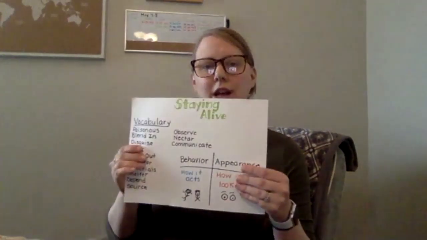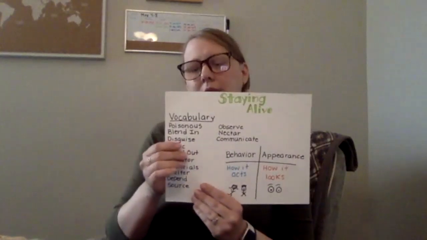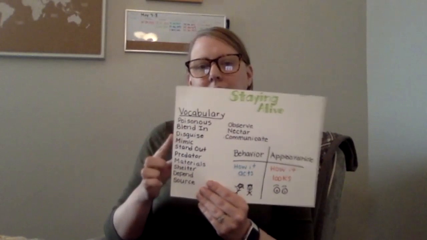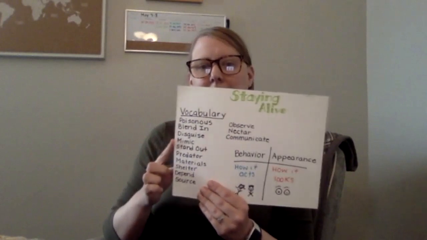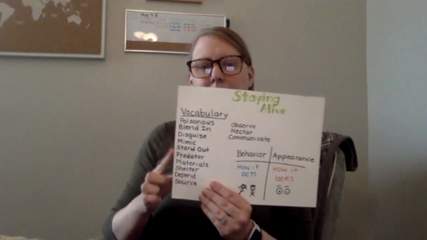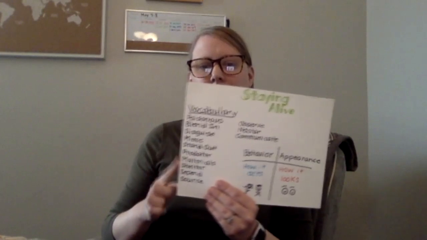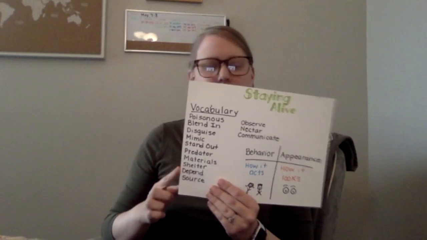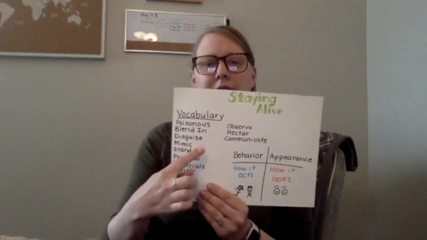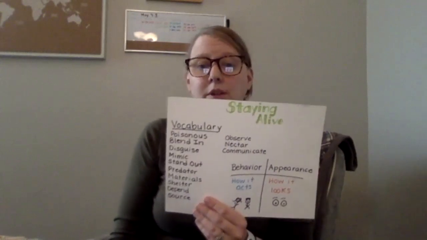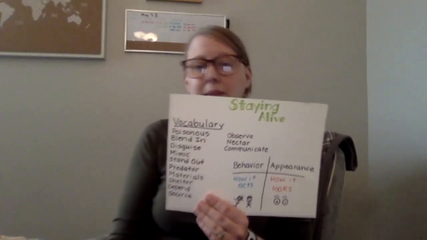This week you're going to continue reading the book, Staying Alive. You're going to work with the vocabulary words poisonous, blend in, disguise, mimic, stand out, predator, materials, shelter, depend, source, observe, nectar, and communicate. And we'll look a lot more into those words when we go over the slides that you're going to be completing this week.